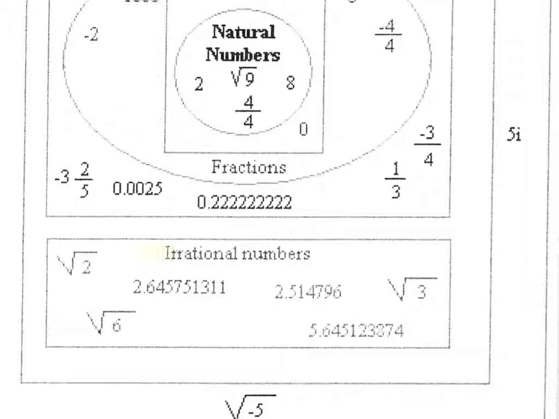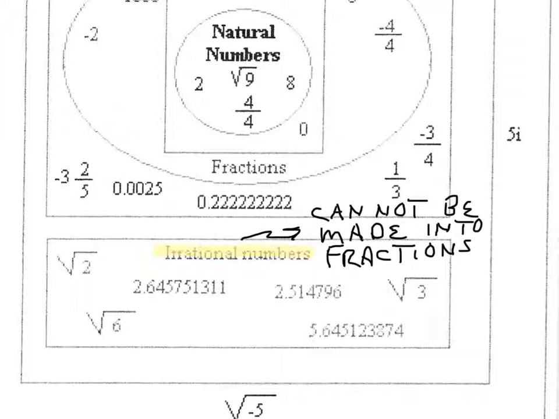The next stop are the irrational numbers. And these cannot be made into fractions. You can look at this as the opposite half of the real numbers and directly opposed to the rational numbers who can be made into fractions. These include all the imperfect squares. When you square root them, you get an irrational number that never stops and never repeats.